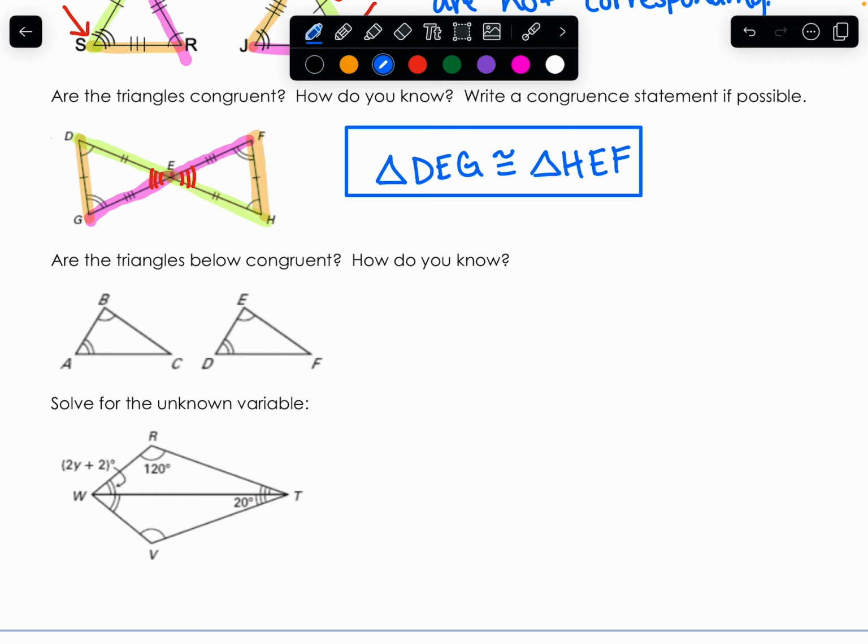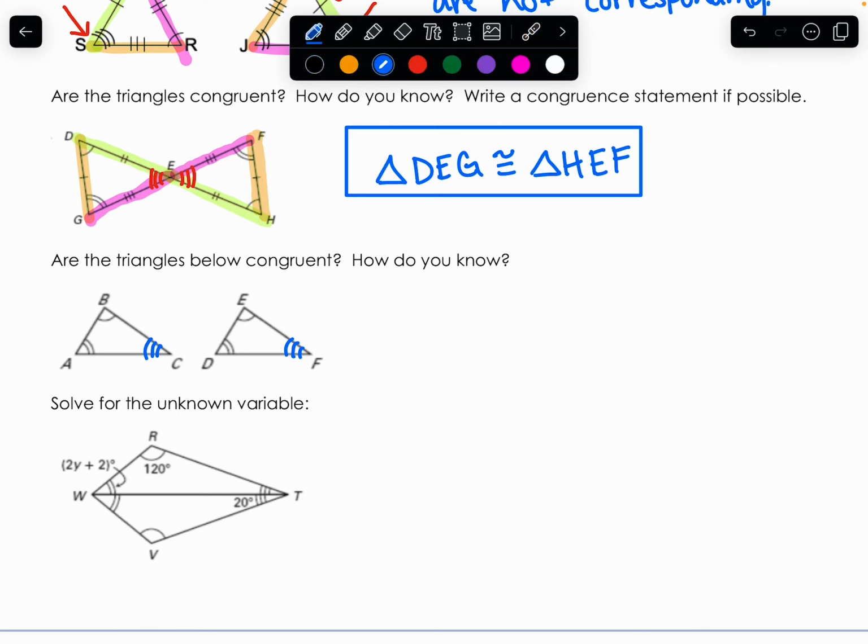Next one, are the triangles below congruent, and how do you know? So all I know is that B is congruent to E, A is congruent to D. Since all triangles add up to 180, if those two angles match, then it must make sense for this third angle to match each other. So all angles are congruent to each other. The only problem is I don't know if the sides are congruent to each other. There's no tick marks to match them up.